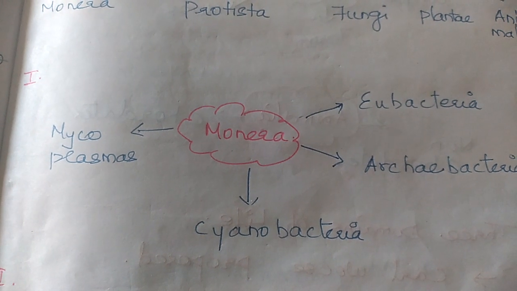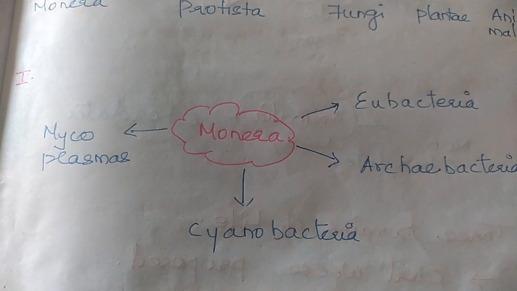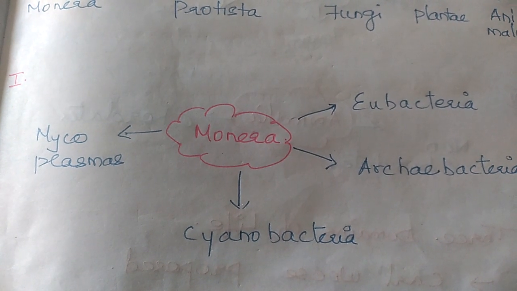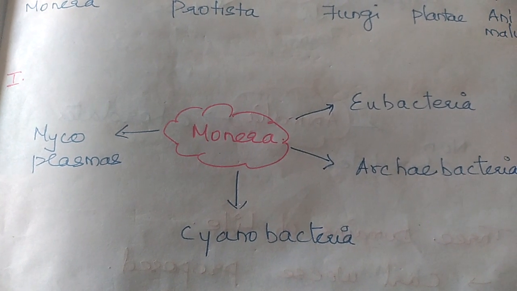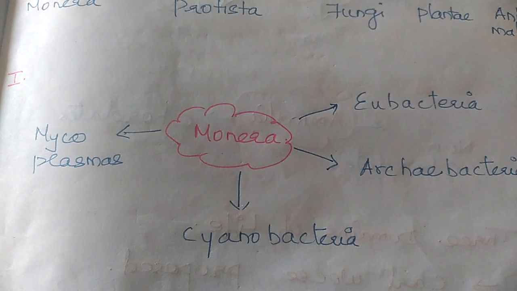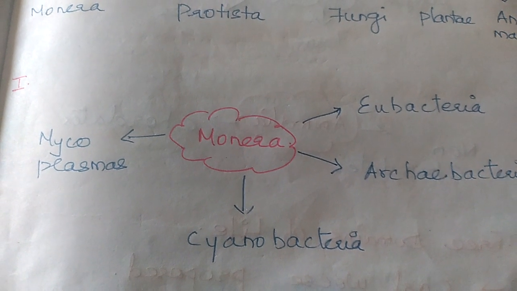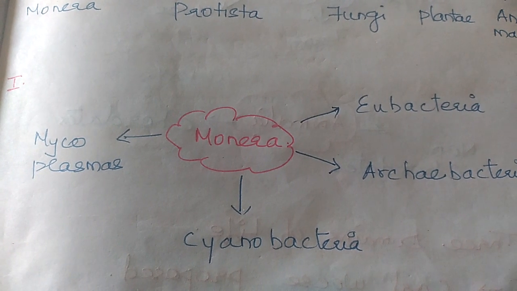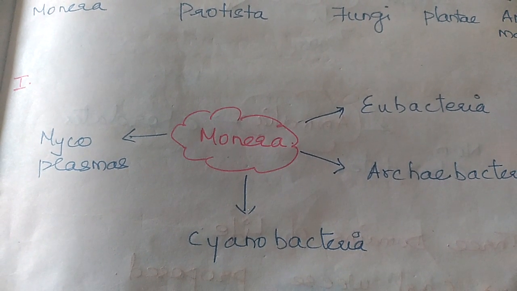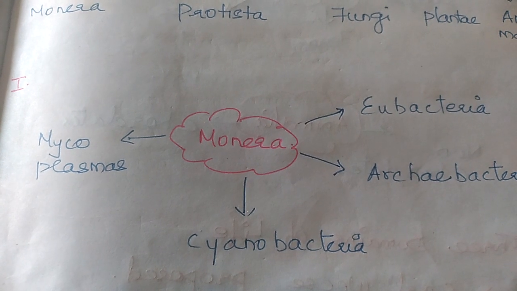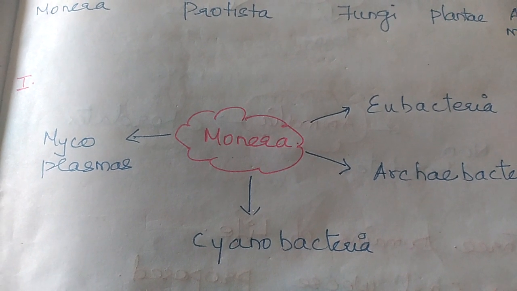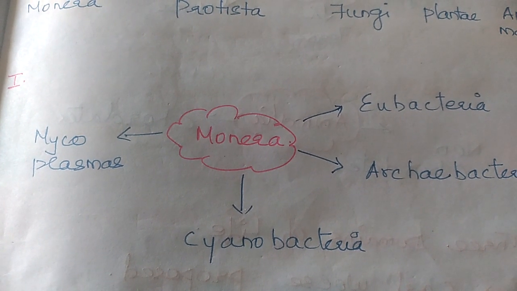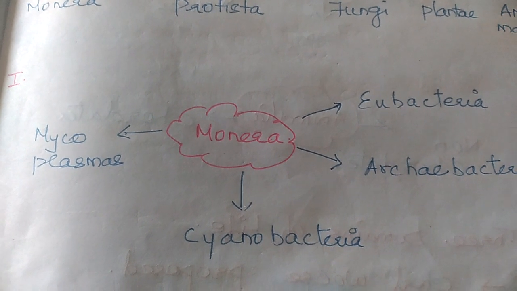So now it's the time to remember. Imagine that Monera is a girl and she has 4 friends, namely Eubacteria, Archaebacteria, Cyanobacteria and Mycoplasma. So who are all the friends of Monera? Now you can easily remember. The first girl is Eubacteria, the second one is Archaea, the third one is Cyano, and the fourth one is Mycoplasmas. Like that you can remember the members of the Monera group.